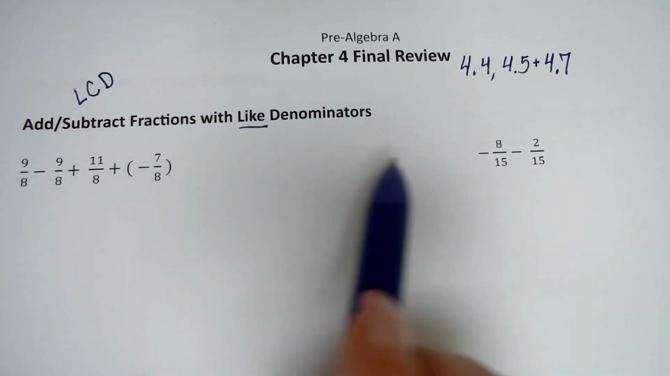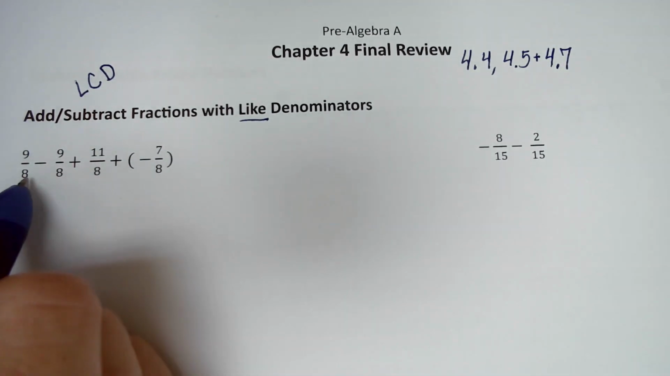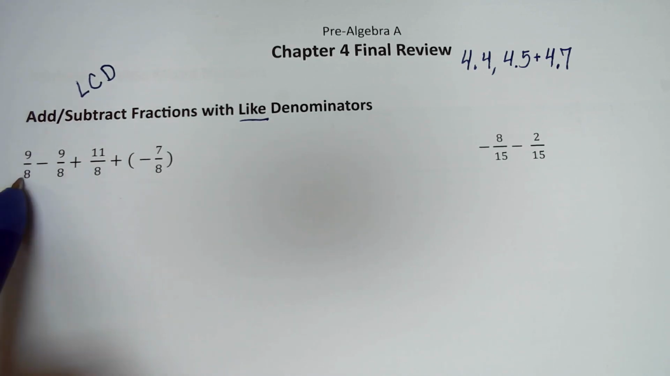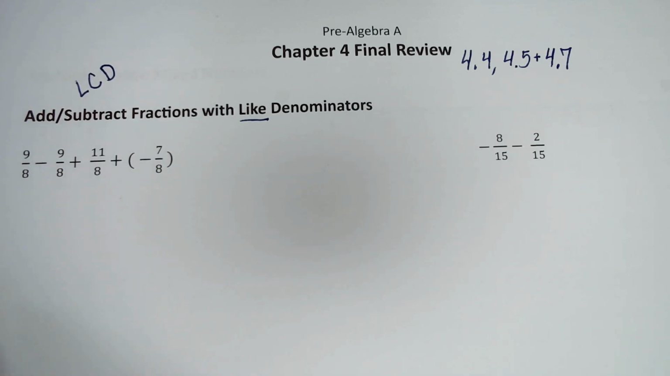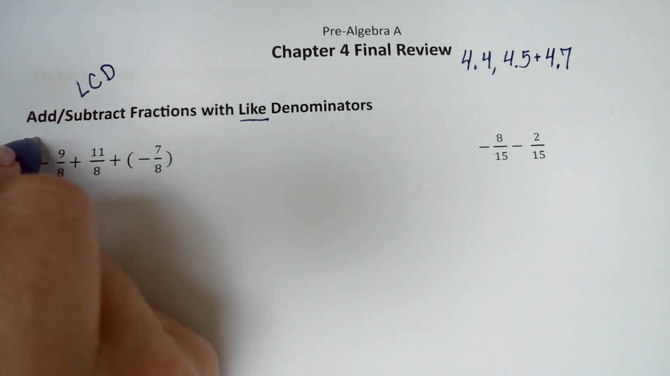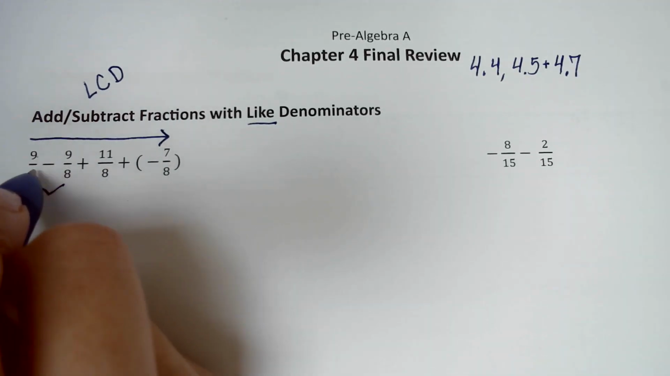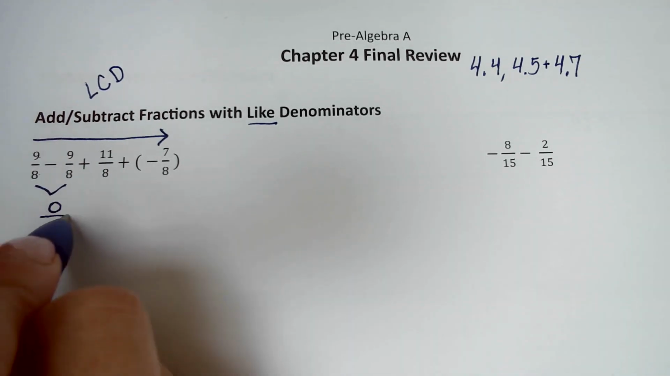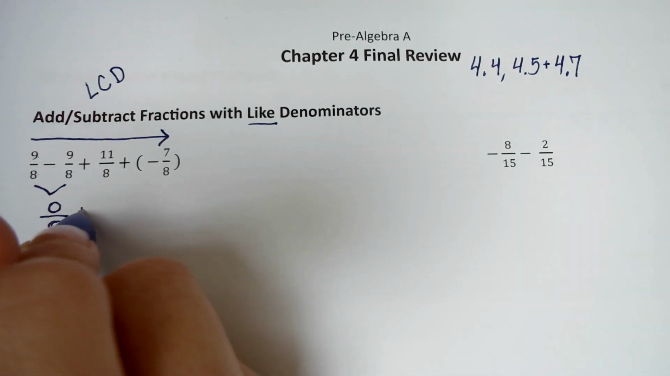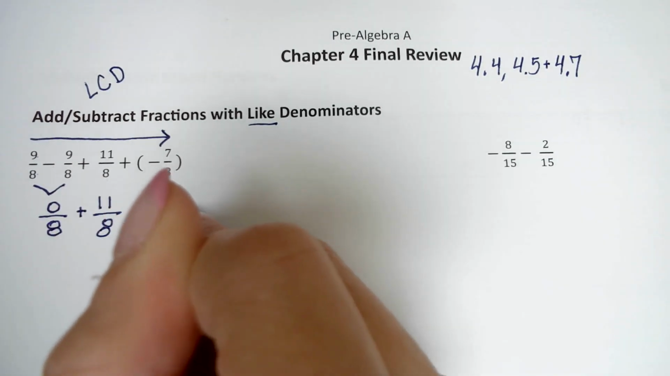Now, when they already have the same denominator, it makes our job a little bit easier. But we still want to add carefully. So let's look at this first example. 9/8 minus 9/8 plus 11/8 plus negative 7/8. Now for this one, we're going to take it one step at a time, and we're going to remember that adding and subtracting is from left to right. So we'll start with 9/8 minus 9/8. Well, 9 minus 9 is 0/8. And then let's bring down everything else. Plus 11/8 plus negative 7/8.